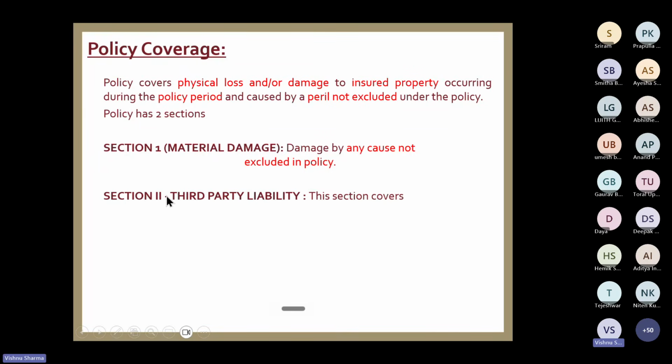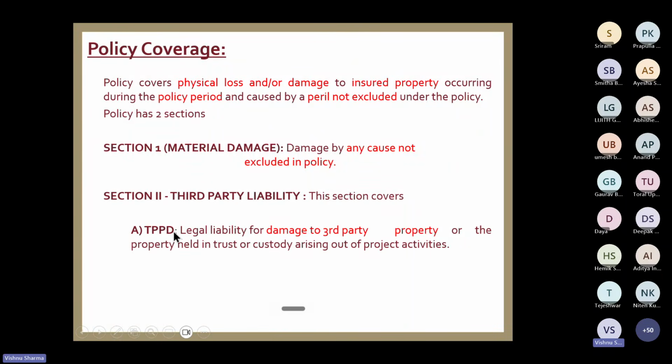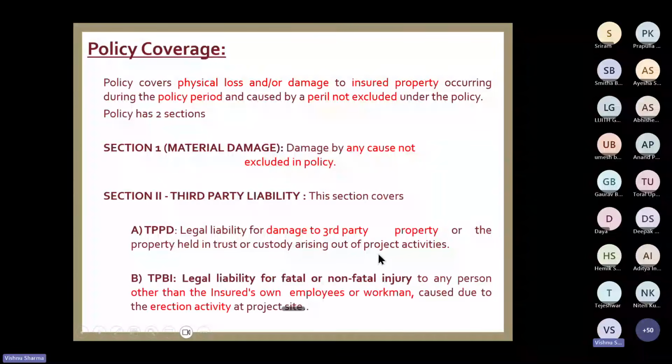And Section 2 is third party. Okay, Section 2 is third party, and this covers two things. One is TPPD, third party property damage. So it covers legal liability to third party property. And the second is your TPBI, third party bodily injury. This covers fatal or non-fatal injuries. So these are the two parts of the third party section of the policy. TPPD covers third party property damage, and TPBI covers legal liability for fatal or non-fatal injuries.